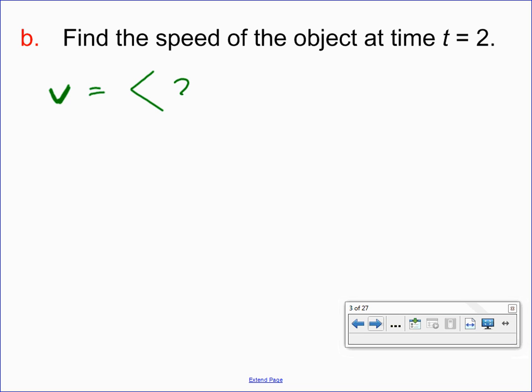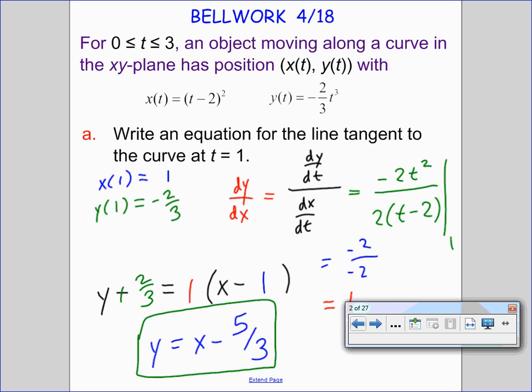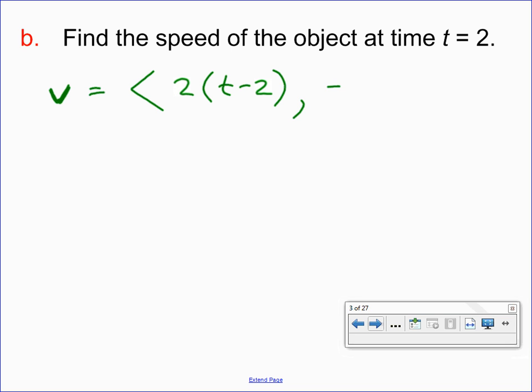So that would be our 2 times t minus 2 to the first, comma, our vertical component rather. And that again is the derivative of my y of t function. And Sid told us that that's negative 2t squared. So there's our component form.